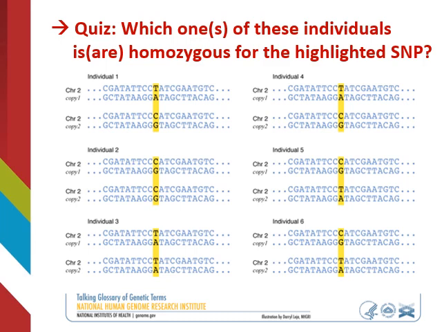So here is the answer. Individual 2 is homozygous, and individual 3 is homozygous. The other individuals are heterozygous.